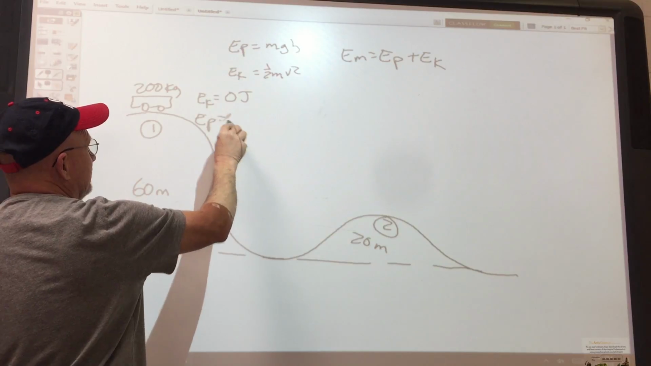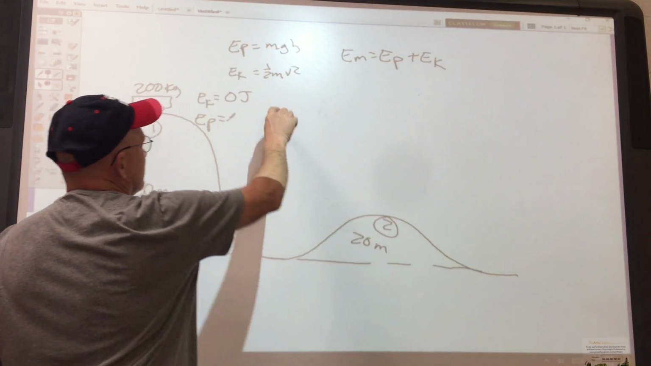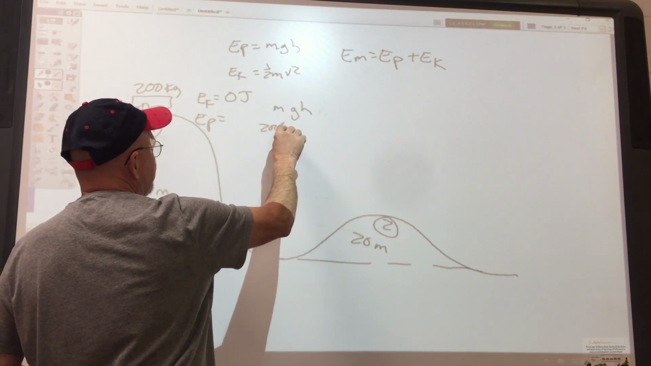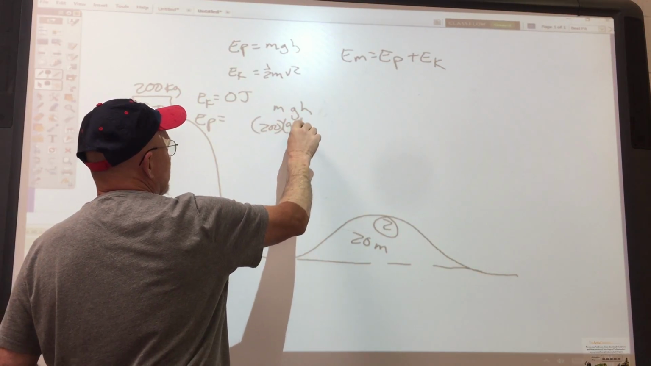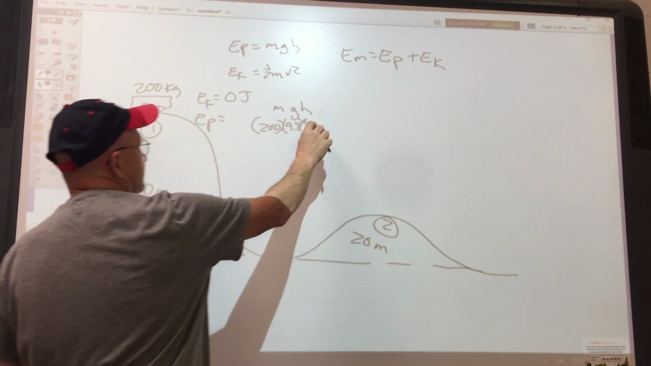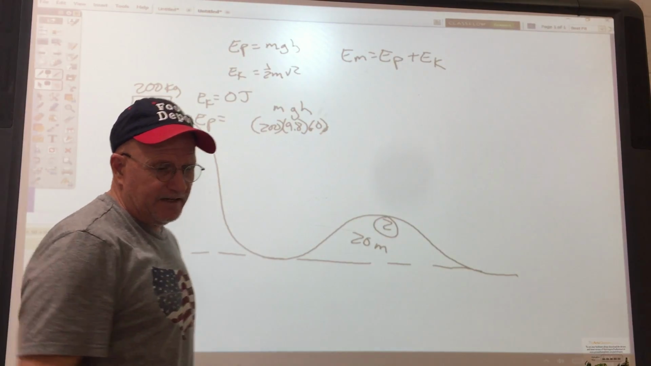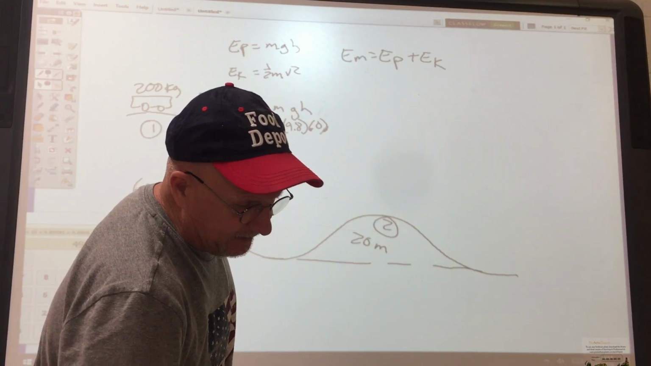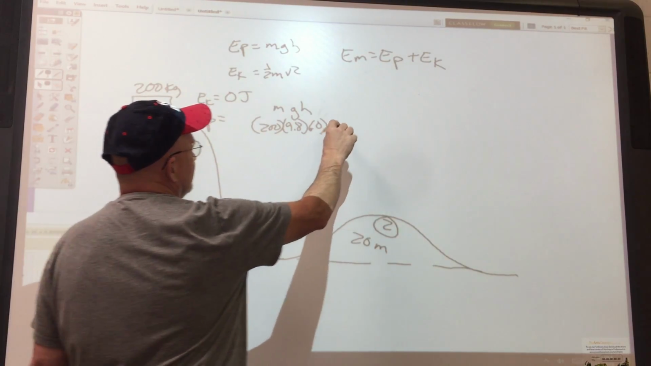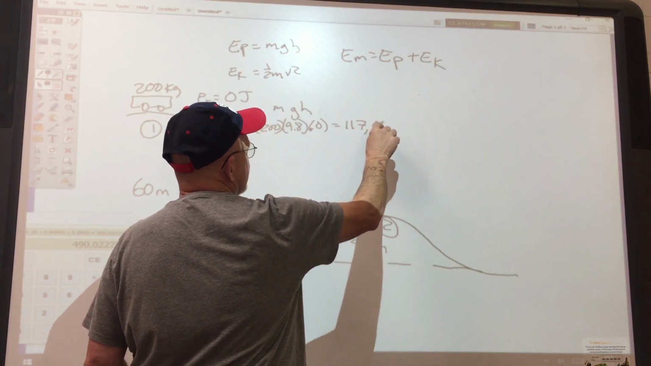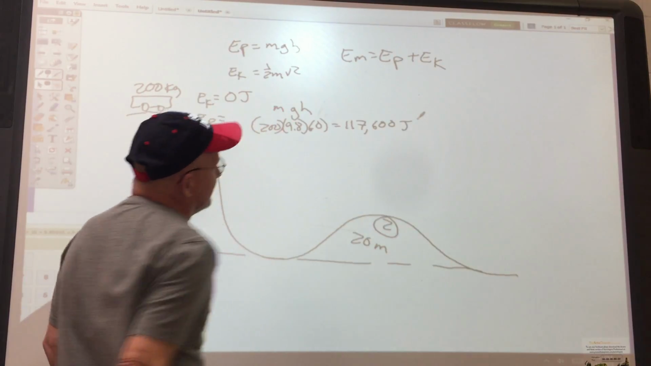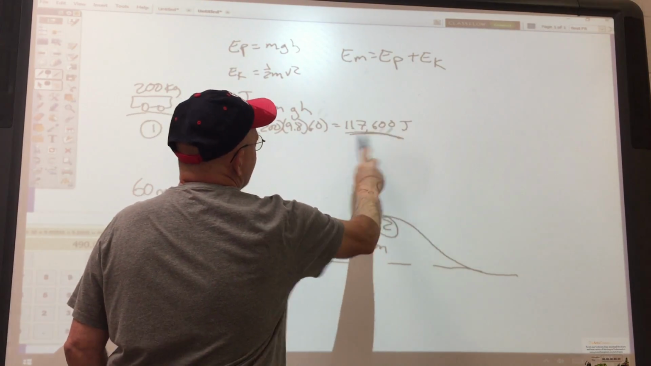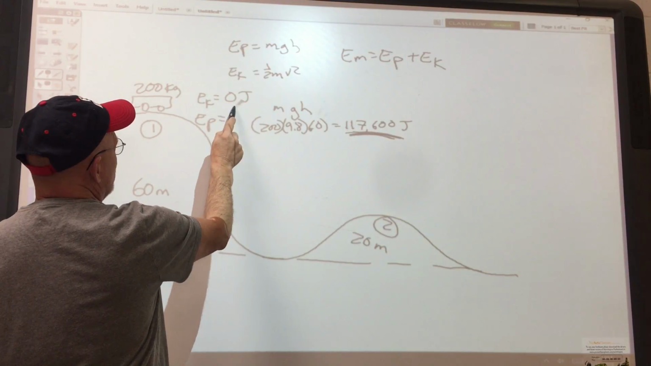But we need the EP, and we're going to find the EP by using mass, gravity, and height. Mass is 200, gravity is 9.8, and the height is 60. When I punch that in, I've already done the math: the EP is 117,600 joules. Okay, so with this information, I can solve this pretty quick.